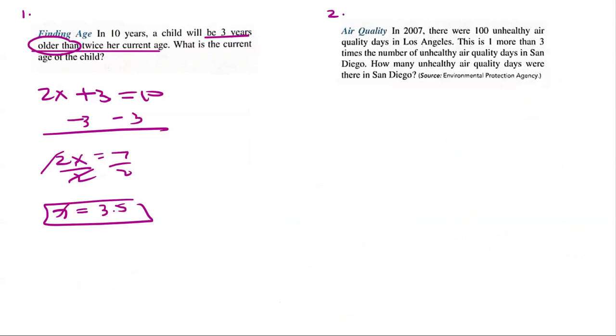All right, for this one, it says be 3 years older than twice her current age. That means when it says older than, greater than, more than, you have to flip them. So this would be 2x plus 3 equals 10, and then we just solve for x. We subtract 3 on both sides and then divide by 2. We get x is equal to 3.5, 3.5 years old.